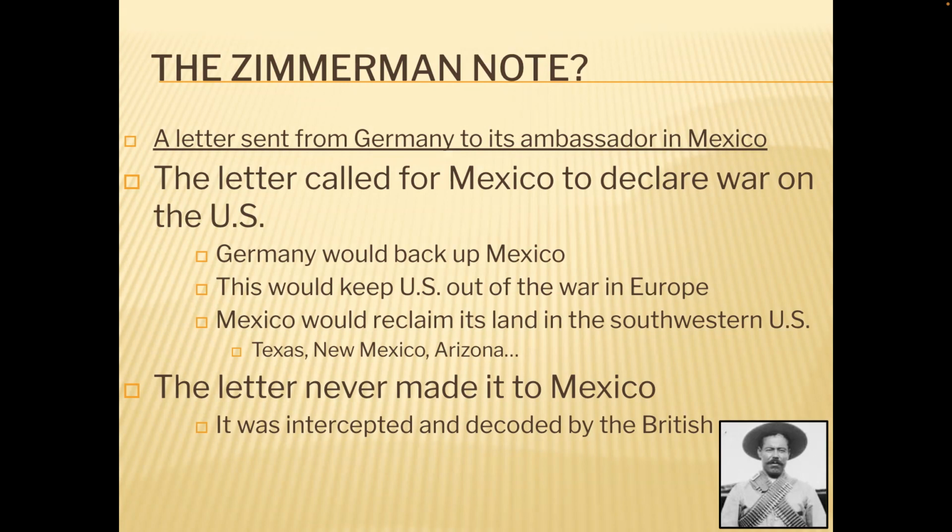All right, okay. All right. So the Zimmerman telegram, what do we got? What do we have? Zimmerman note. What is it? Alana, what do you have?